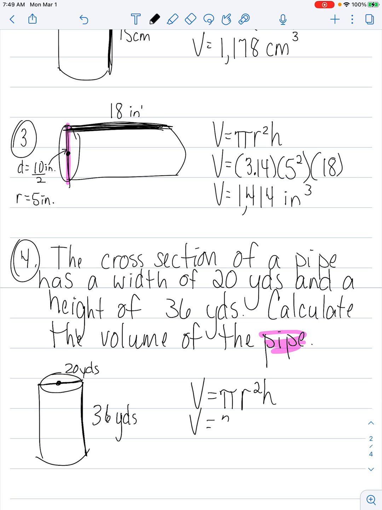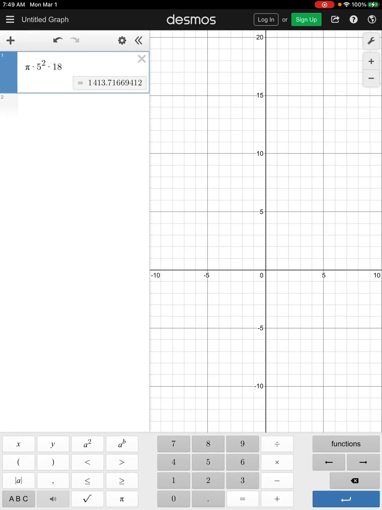So now let's plug in our values. Pi, or 3.14, times. Now again, they give us the width or the distance all the way across. That's the diameter. I want the radius for my formula, so I have to divide 20 by 2 to get 10 yards as my radius. So 3.14 times 10 squared times my height of 36. So I'm going to now go and type that in my calculator.